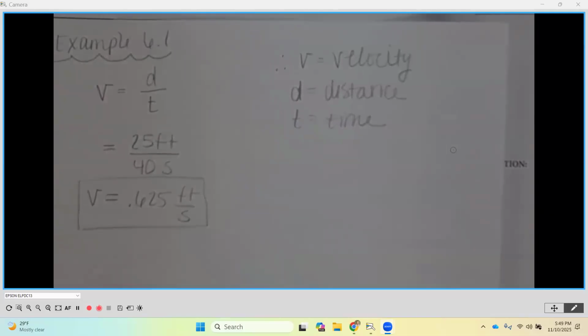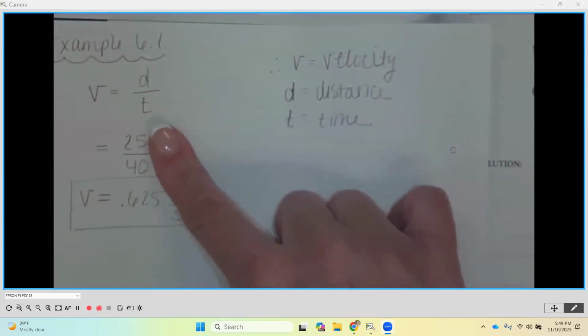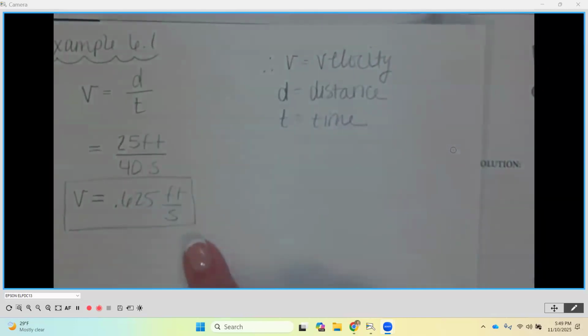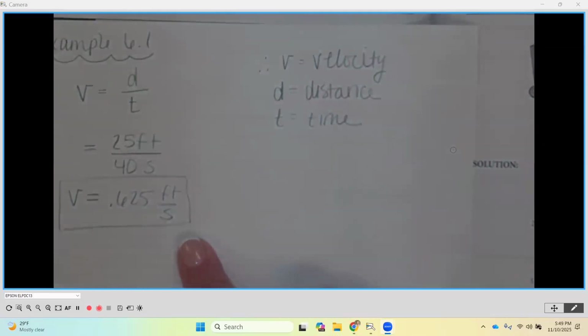Okay, so units are going to be a big deal here. So make sure that you're showing them in all phases of the problem and that you end up with the appropriate units in the end. Units do not magically appear. So if you do 25 over 40 and then magically feet per second appear, points off. Okay, I want you to see that they actually occur.